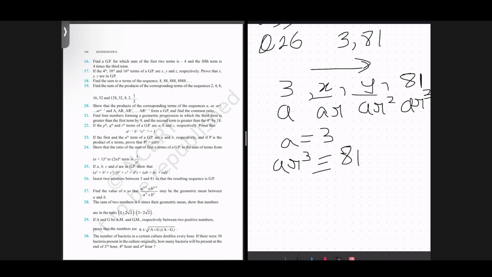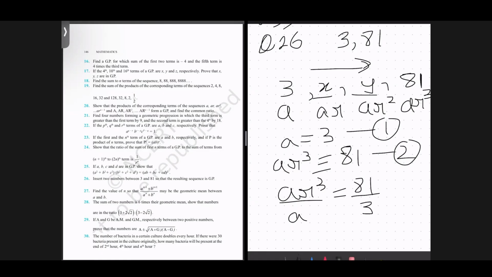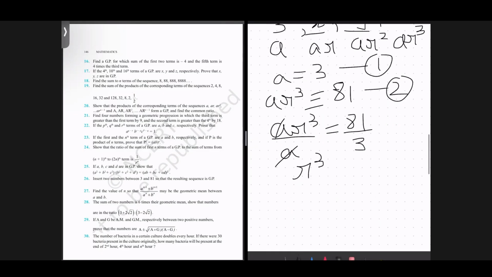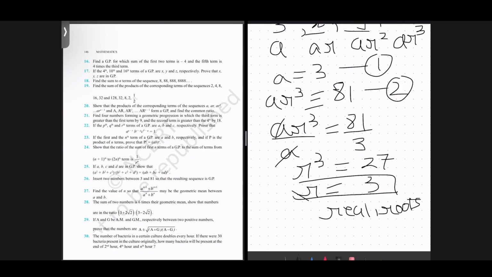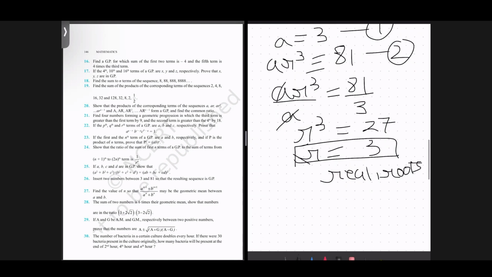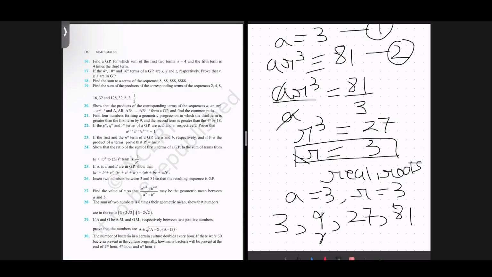So let us divide equation 2 by equation 1. Doing that, what we obtain is AR cube upon A is equal to 81 upon 3. Simplifying this, A and A get cancelled, but you are left with R cube, and the RHS comes out to be 27. R would then equal 3, because we are only talking about real roots, not imaginary roots. So R's value is 3. The first term of the GP is 3, A equals 3, and the common ratio is also 3. So the GP is 3, then 3 into 3 becomes 9, then 9 into 3 becomes 27, and 27 into 3 becomes 81. So X equals 9 and Y equals 27.